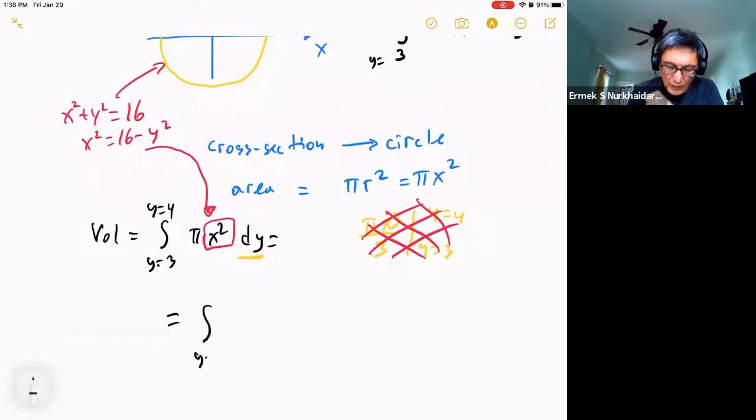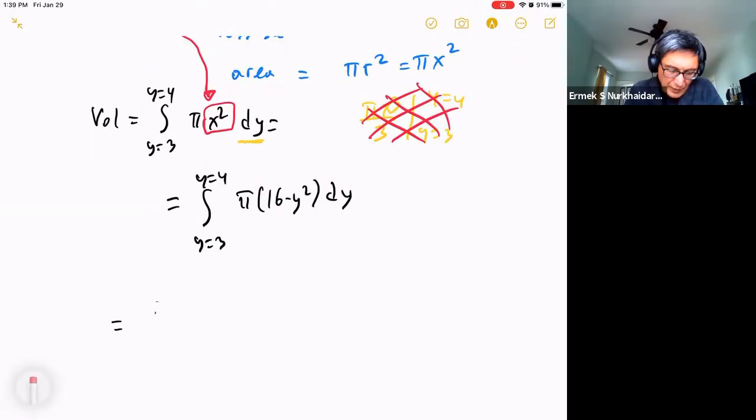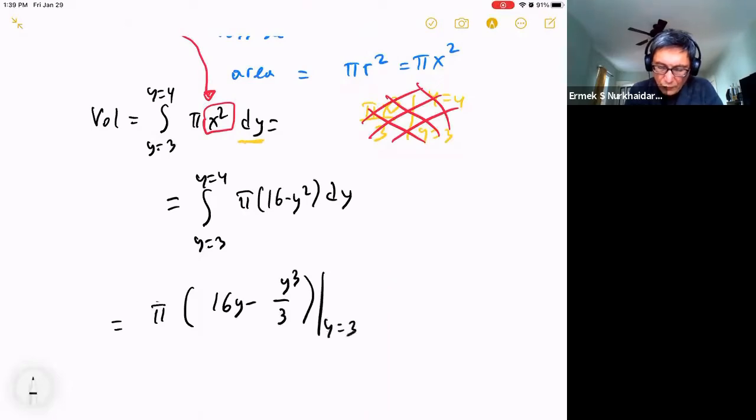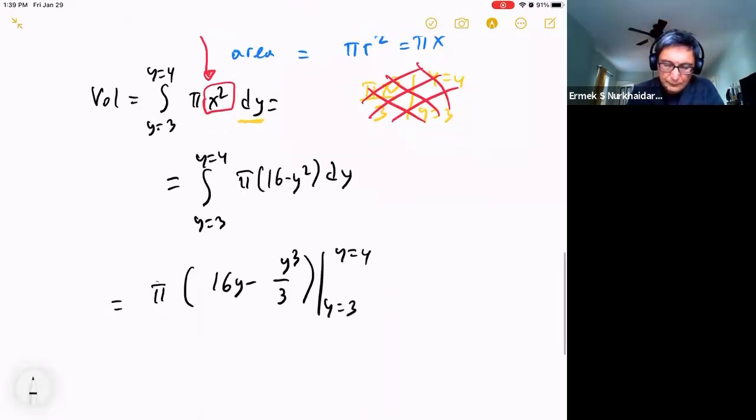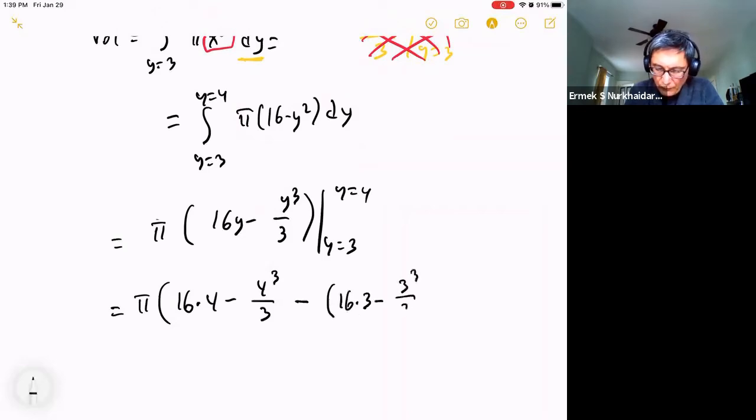So we're going to get the integral from y equals 3 to y equals 4 of pi times (16 minus y squared) dy. And now we can integrate. Pi is a constant, I'm going to take it outside. The antiderivative of 16 is 16y. The antiderivative of y squared is y cubed over 3. We're doing it from 3 to 4. So we're going to get pi times [16 times 4 minus 4 cubed over 3, minus (16 times 3 minus 3 cubed over 3)].